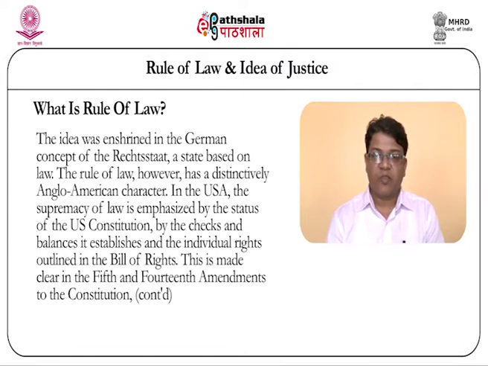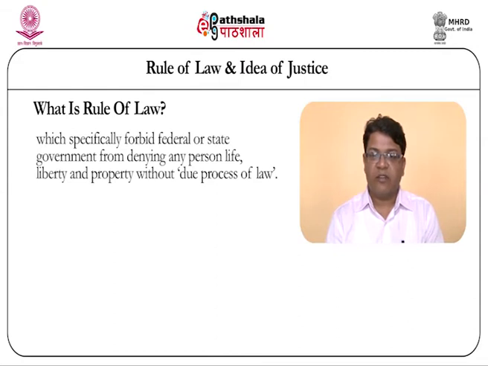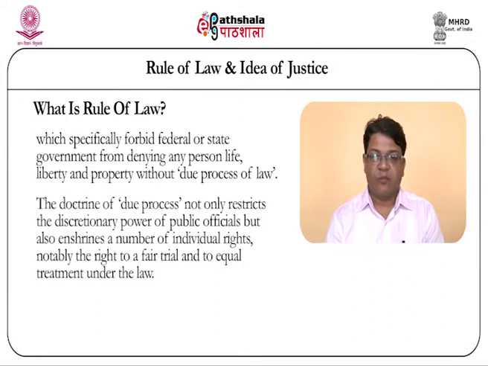In the USA, the supremacy of law is emphasized by the status of the US Constitution, by the checks and balances it establishes, and the individual rights outlined in the Bill of Rights. This is made clear in the 5th and 14th Amendments to the Constitution, which specifically forbid federal or state government from denying any person life, liberty, and property without due process of law. The doctrine of due process not only restricts the discretionary power of public officials, but also enshrines a number of individual rights, notably the right to a fair trial and to equal treatment under the law.